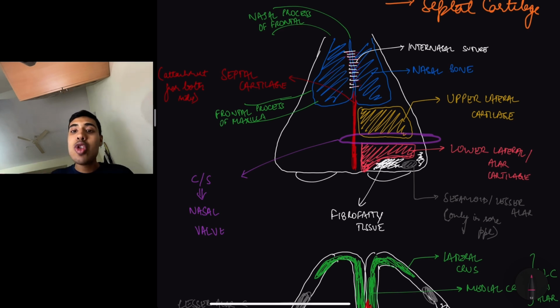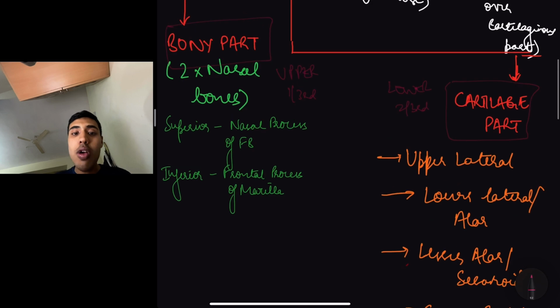And superiorly, it is attached to the nasal process of the frontal bone, whereas inferiorly, you can see here the frontal process of the maxillary bone. So the nasal process of the frontal bone and the frontal process of the maxillary bone are the superior and the inferior attachments of the bony part of the external nose.